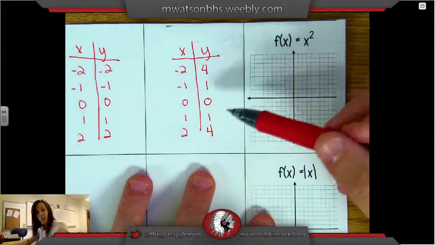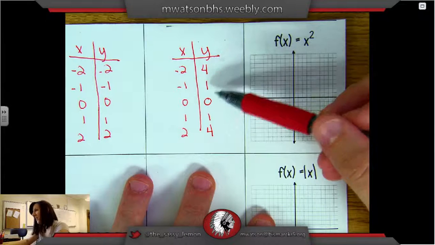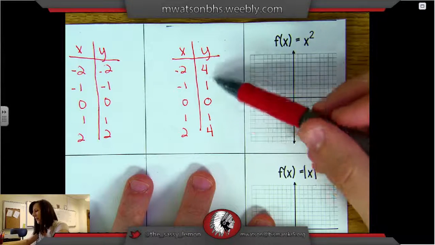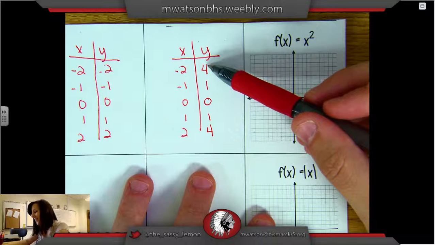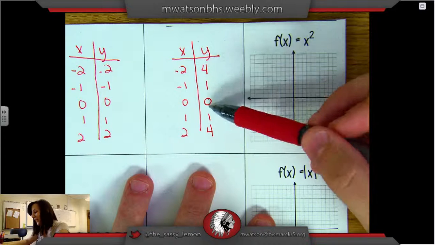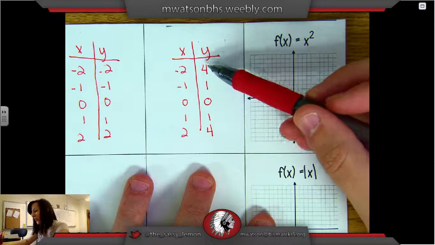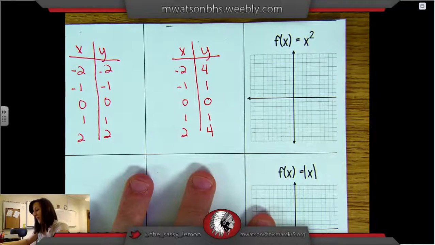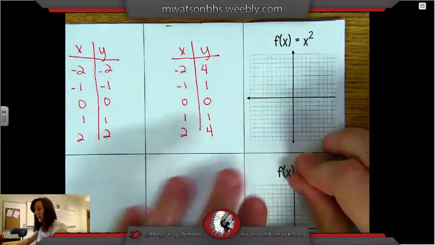So something interesting happens. I think this has a special word in English. It's like called a palindrome or something. Notice that it repeats and goes backwards from 0. So it's 4, 1, 0, 1, 4. And you'll see what that looks like in just a moment when we graph it.